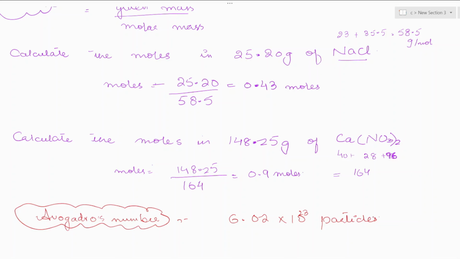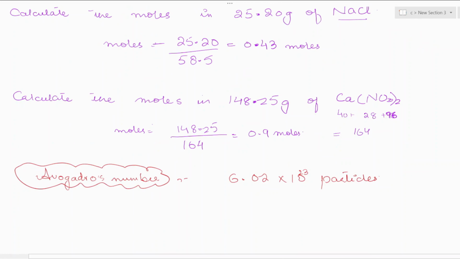Whatever the number of moles is, we have to multiply it with this specific number. It's a constant value. You cannot change it. Okay, what if I say that you have to calculate number of particles in NaCl in 0.43 moles? Then we have to multiply this.